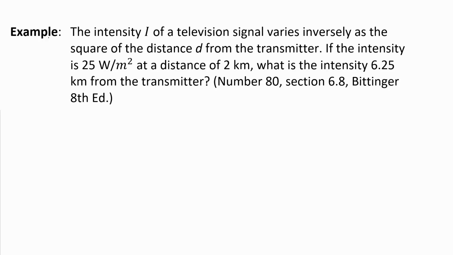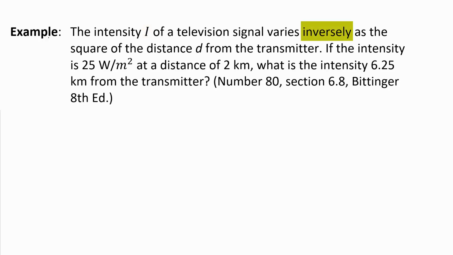The intensity of a signal, the intensity I of a television signal varies inversely as the square of the distance from the transmitter. If the intensity is 25 watts per square meter at a distance of 2 kilometers, what is the intensity 6.25 kilometers from the transmitter? So what is it telling us? It's telling us I varies, what's the key word here?